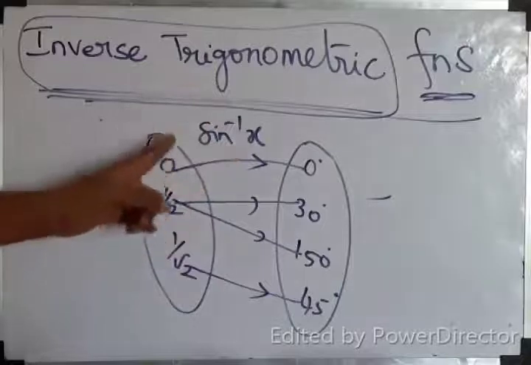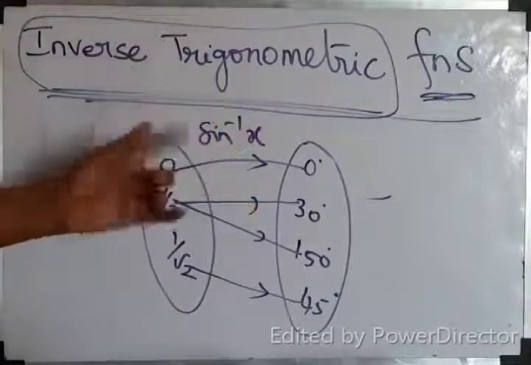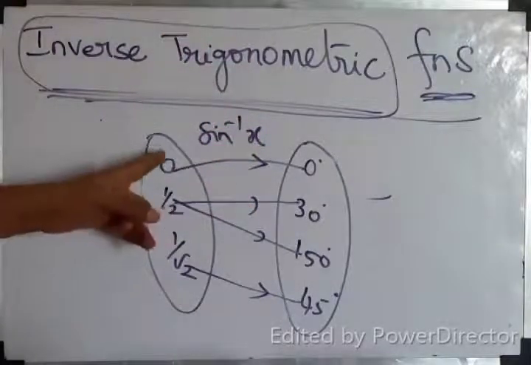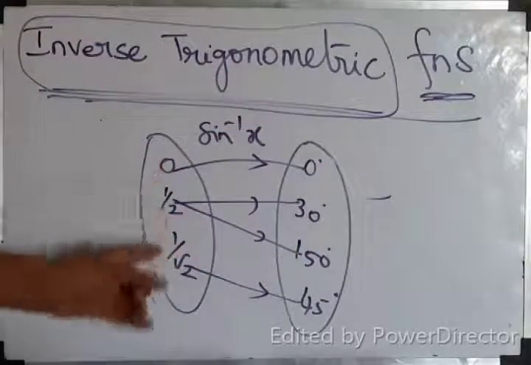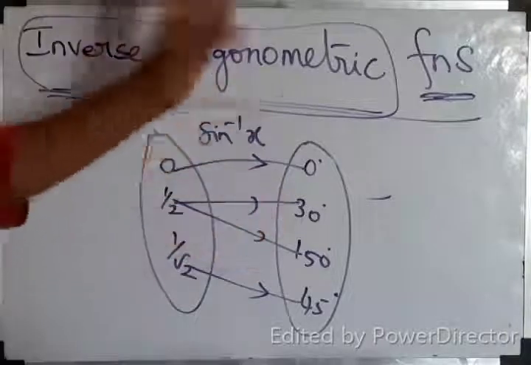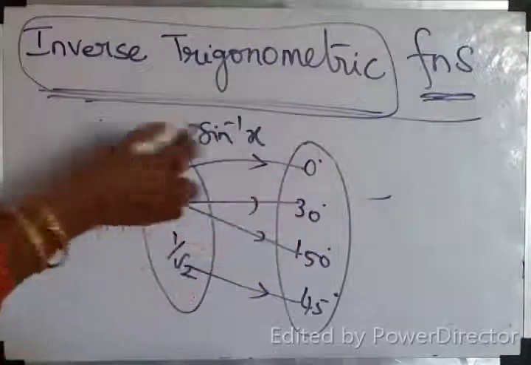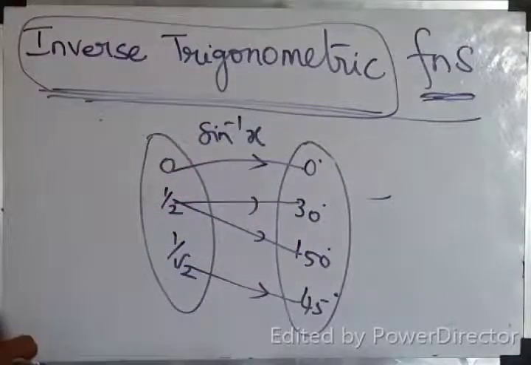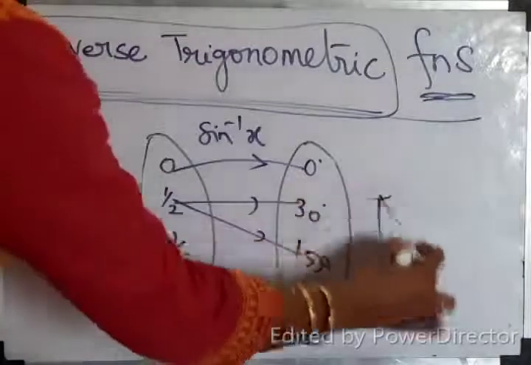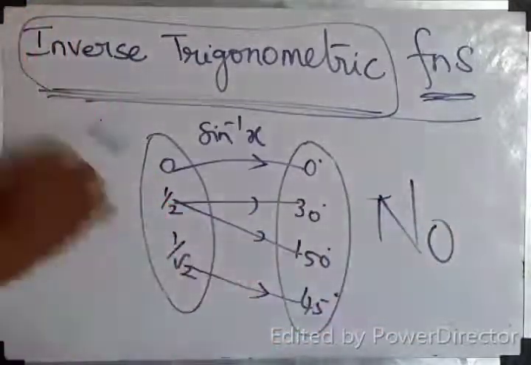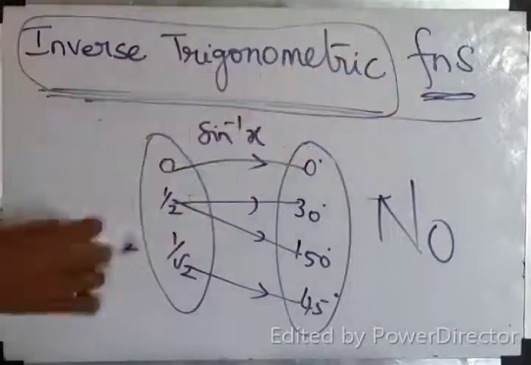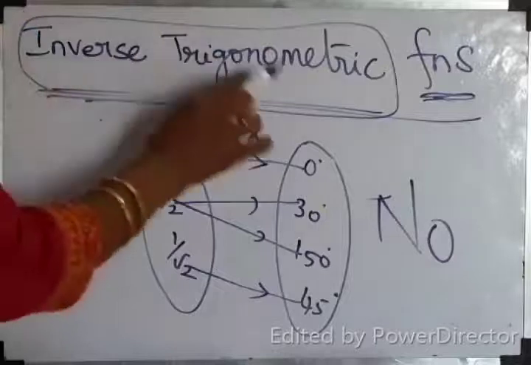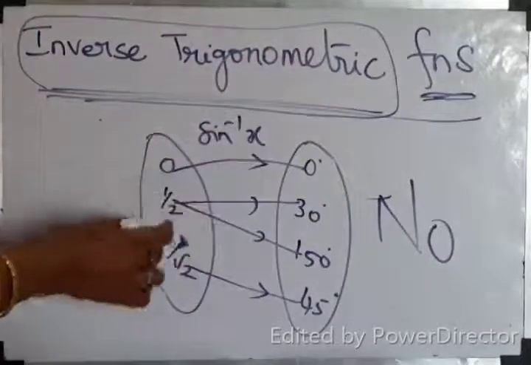Domain and codomain. This is just the reverse form of trigonometry. Sin 0 degree is 0, sin 30 degree is half. So the codomain of the trigonometric function will become the domain for inverse trigonometry. Is it a function? No. It is not a function. But I need inverse trigonometric functions. So I have to talk only on inverse trigonometric functions.